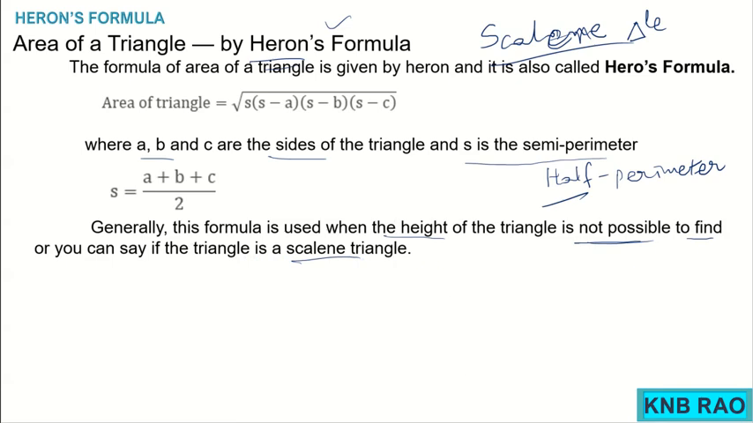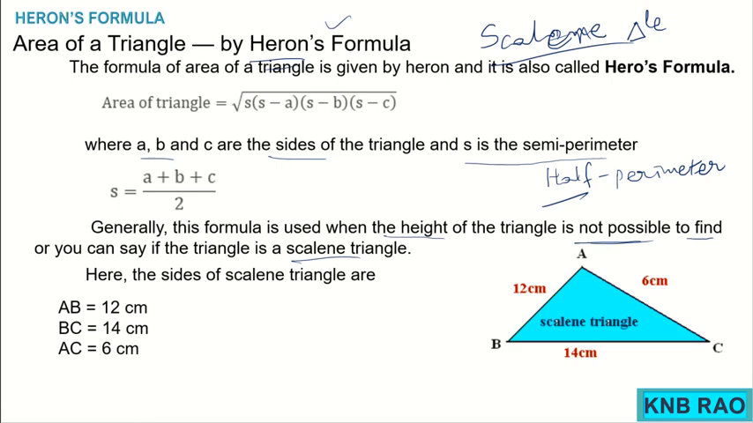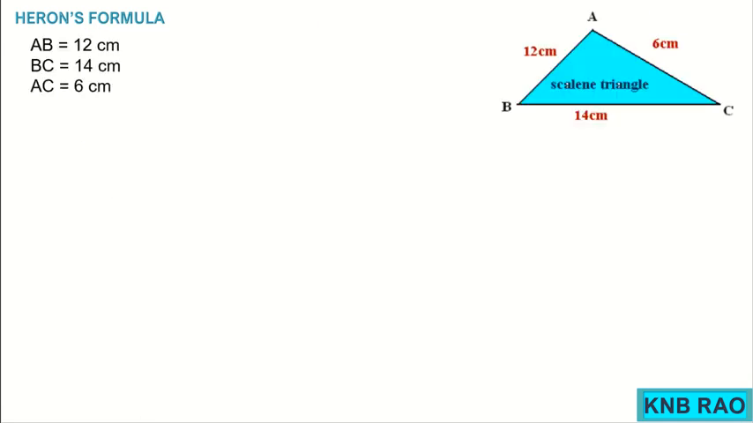Okay. Let me show you with a picture. Here is a triangle ABC. It is a scalene triangle. Its three sides are given, 6 centimeter, 12 centimeter and 14 centimeter, and we do not know its height. Therefore, with the given lengths 12 centimeter, 14 centimeter and 6 centimeter, how to find the area of it? Here I am finding the area of this scalene triangle with the help of the lengths of the three sides.